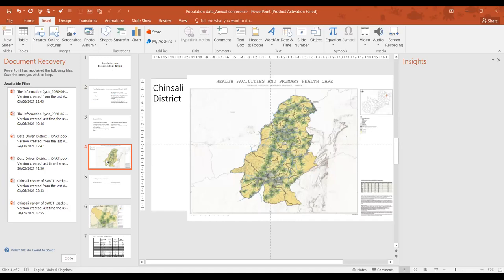the GIS of all the dwellings. People probably know about it. Very comprehensive maps. You can see the top right-hand corner of my map. This is Chinsali District, put in position.